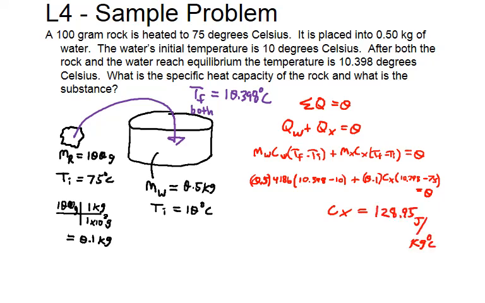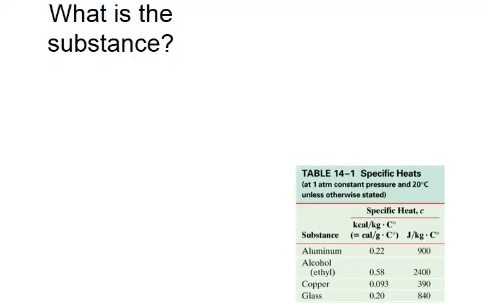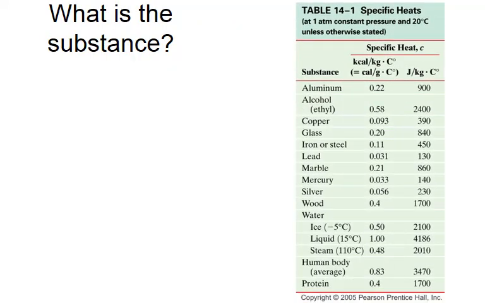Okay, so you should get 128.95 joules per kilogram degrees Celsius for this substance, and that's very close to one of the ones in the table there. If we look at that, it's very close to lead, so it's probably lead with a little bit of error in there. And that's essentially what you should be able to do with a calorimetry lab: take the substances, get those temperatures, get those masses, and figure out what you have.